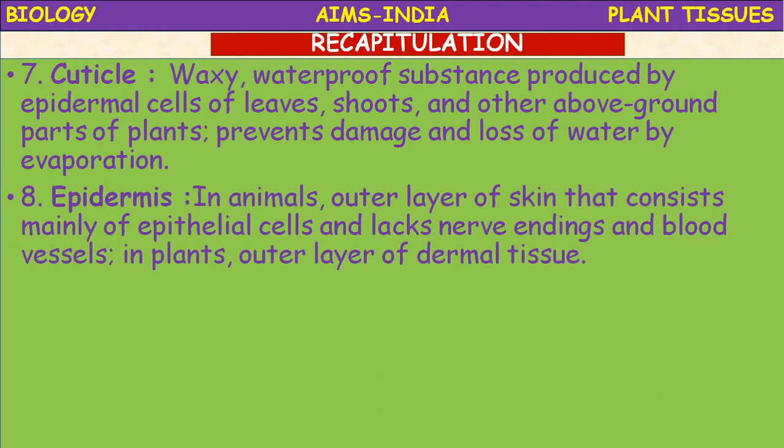Epidermis. In animals, it is the outer layer of skin that consists mainly of epithelial cells and lacks nerve endings and blood vessels. But in plants, it is the outer layer of dermal tissue. In animals, skin, epidermis, outer layer. In plants also, the outer layer is the epidermis.